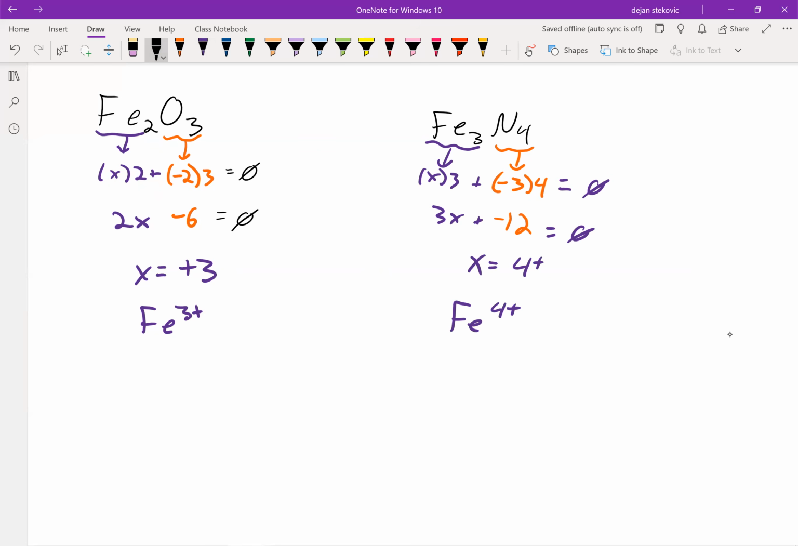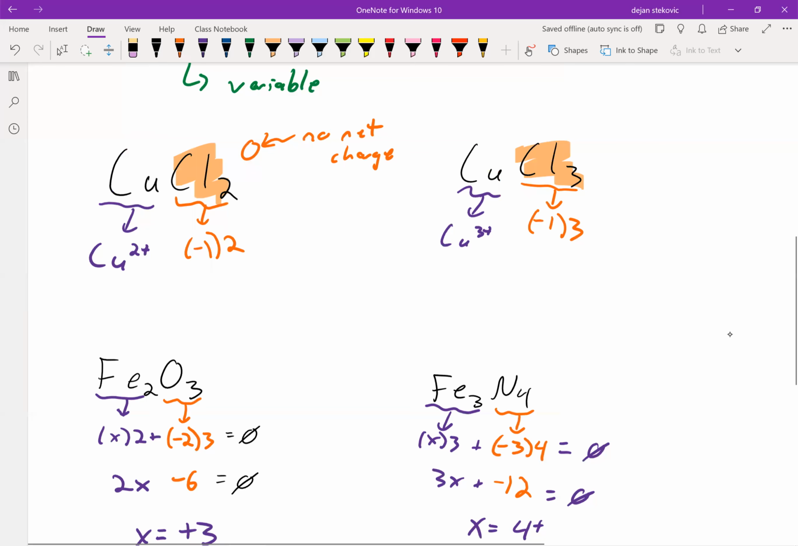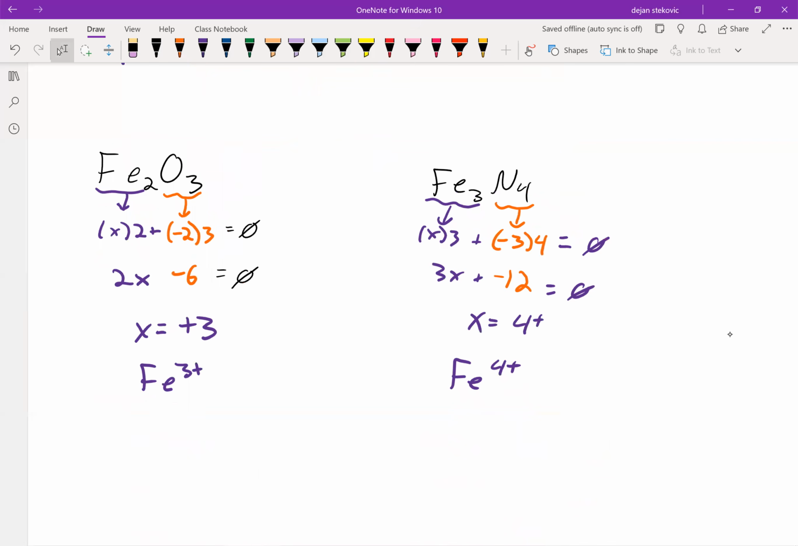So while transition metals have variable charge, if we have the formula, we can calculate the charge of our transition metal by looking at what the charge of the anion is and then balancing out the equation.